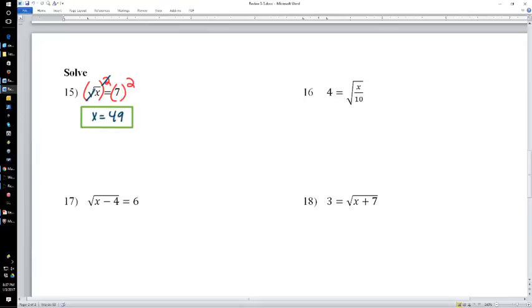16 is the same idea. The square root is the only thing over here. There's nothing else besides the square root over here. So we're just going to go ahead and square both sides. Get that out of the way. And 4 squared is 16 equals, and the square root cancels out. So we got x over 10. Last thing we got to do is solve for x. So the 10 is dividing, so I'll multiply by 10. So therefore, x equals 160. Alright?